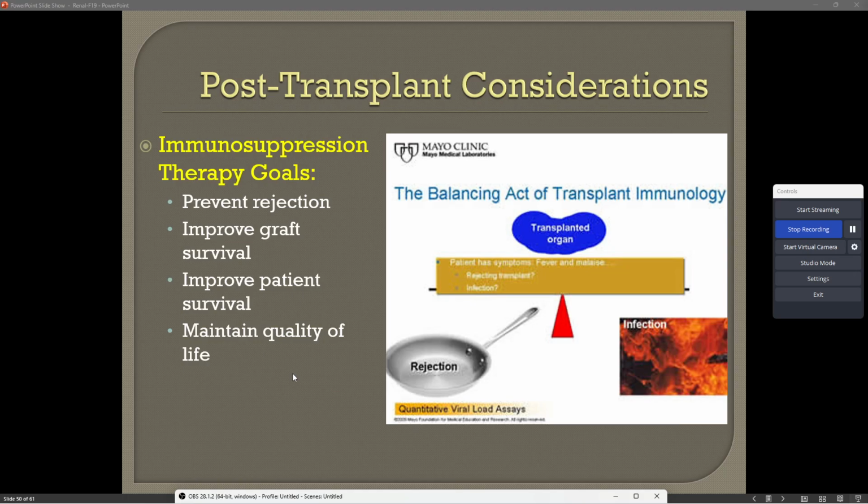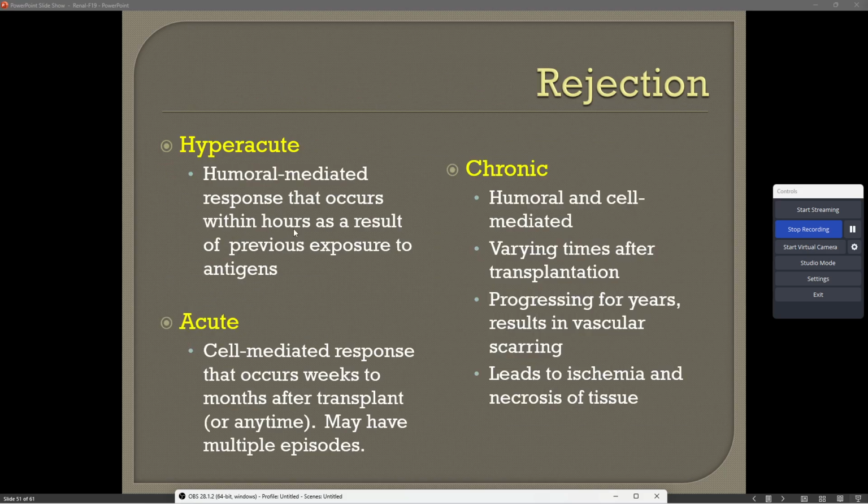We go ahead and we give you steroids to decrease inflammation and swelling. Because if you reject that organ and kill it, not only can the organ itself become severely damaged and infected, but graft versus host is a very real thing, and a lot of people don't survive that. So be aware of that. And then lastly is infection. What does rejection look like? Hyperacute humoral mediated response that occurs within hours of previous exposure to antigens. Actually, you know what? I'm not going over this. Your body can reject it.